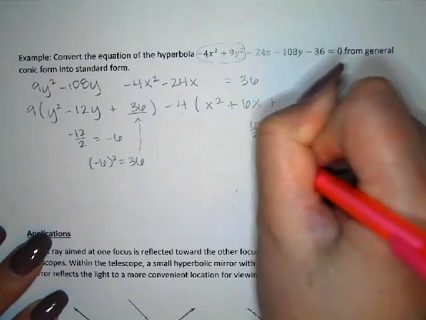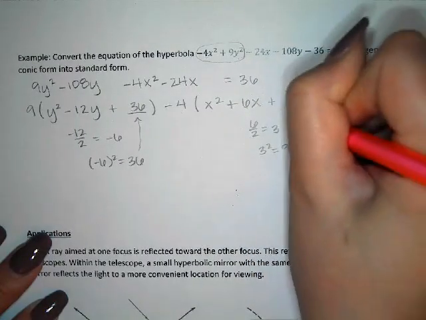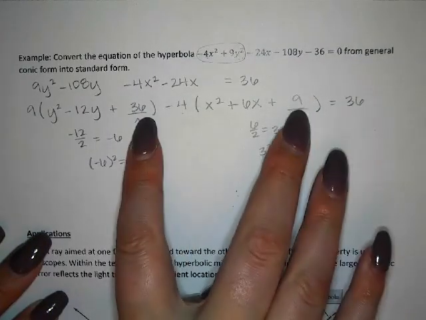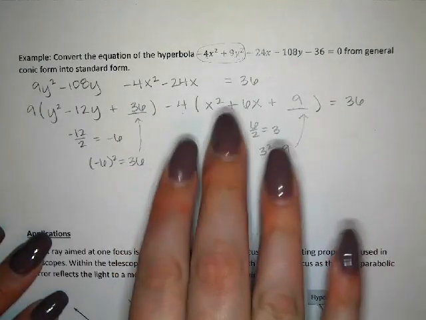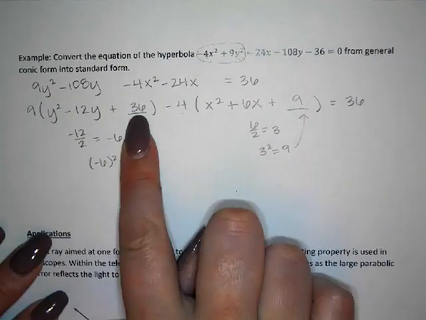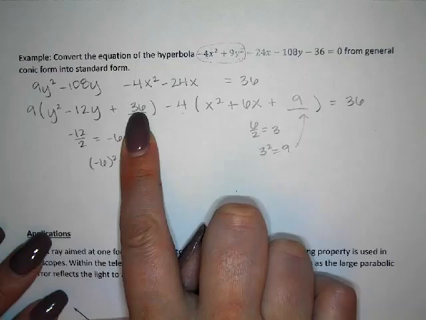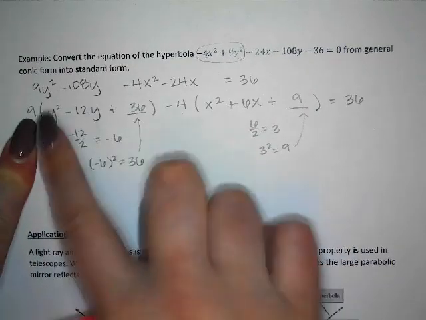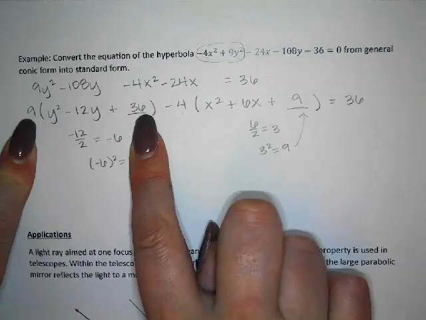So now that I've added numbers to the left side of the equation, I have to add the same thing on the right side of the equation to keep things balanced. So here it looks like I added a 36, but I didn't. I really added a 9 times 36. And 9 times 36 is 324. So I'm going to add 324 to the right side of the equation.